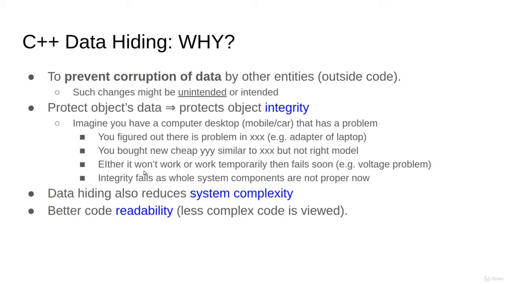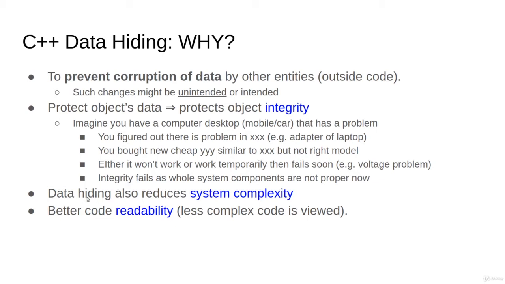And what is the purpose of such a philosophy? Feel free to read this slide, but let me highlight the first one here. One good reason for data hiding is avoiding data corruption. Sometimes, in an intended or unintended way, the outsiders, the users of the code, might corrupt your data, and this might cause a lot of problems and break what we call object integrity. So the reason behind data hiding in general is to prevent things.